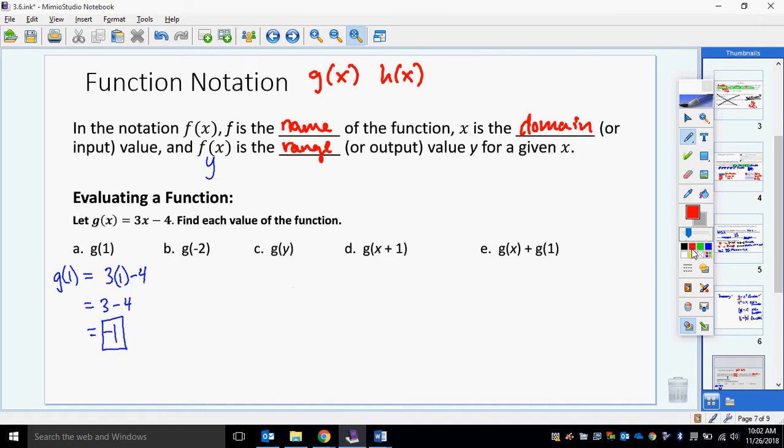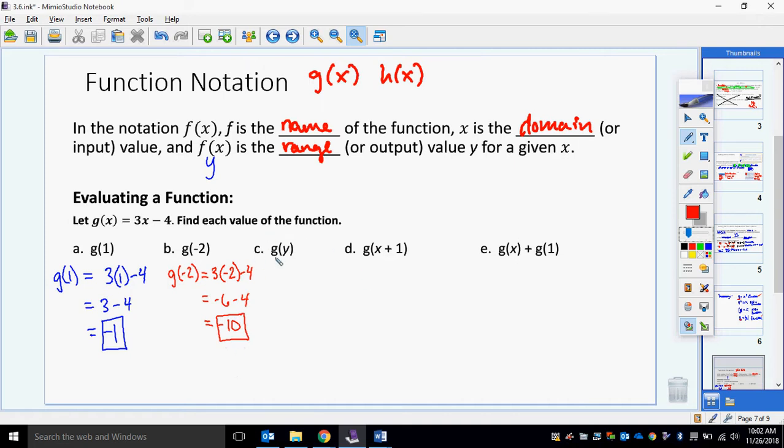I'd get something different if it was g of negative 2, wouldn't I? So let's do g of negative 2. Now instead of 3 times 1, it's 3 times negative 2, and then subtract 4. Make sure you're following order of operations, so multiply and then subtract. And you'd get negative 10 here.